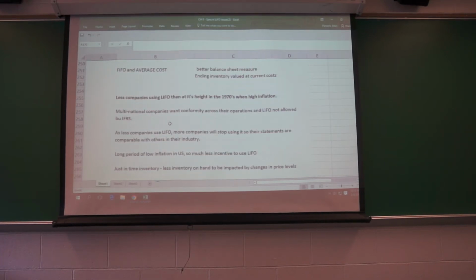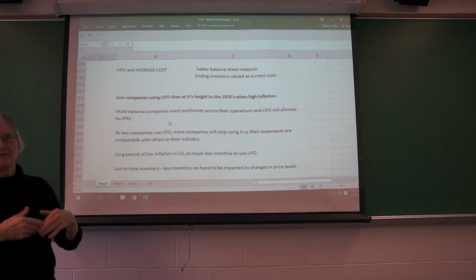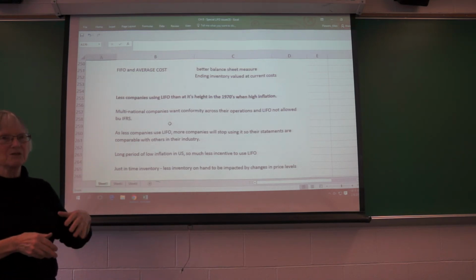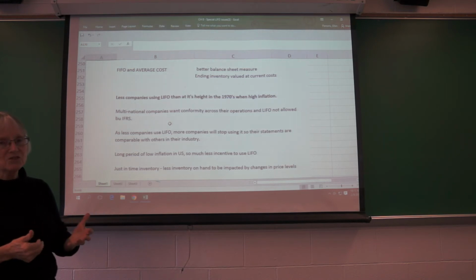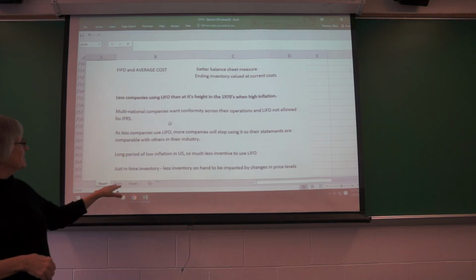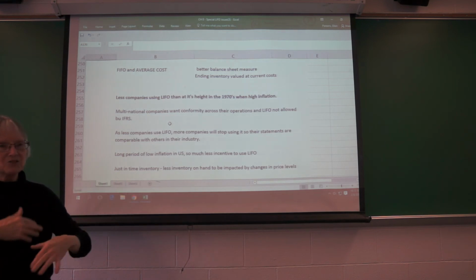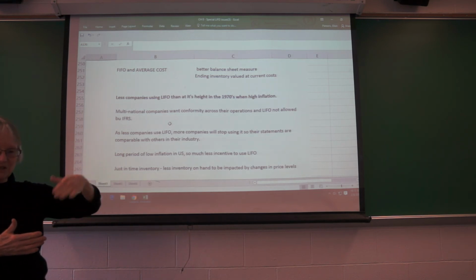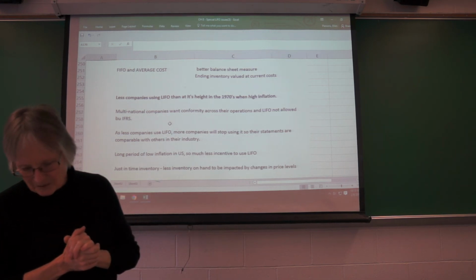Yeah, the international standards don't allow it. That's a big one. As fewer companies use it, then still fewer companies will use it, because in general they'd like to be comparable to other companies in their industry in what methods they use. Inflation's been low for quite a while, so there's less incentive. And then you get just-in-time inventory, where things are showing up just in time to sell them. So there's not going to be that much difference between your inventory layers there.